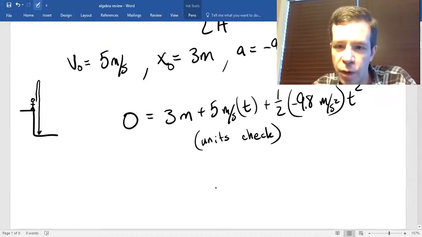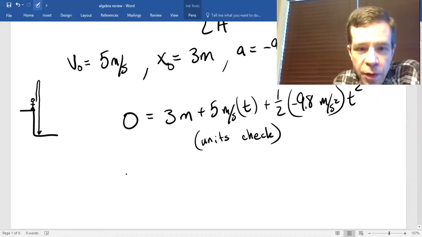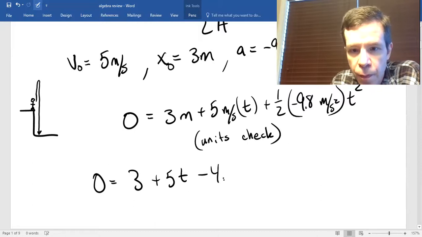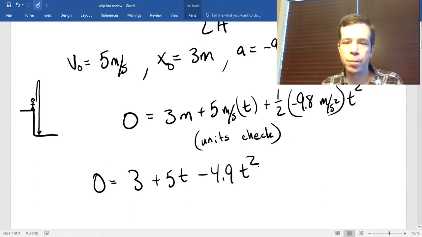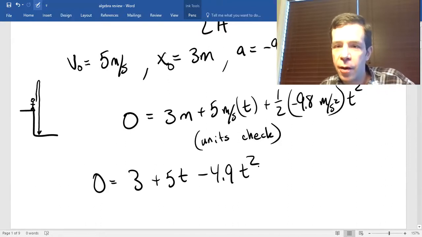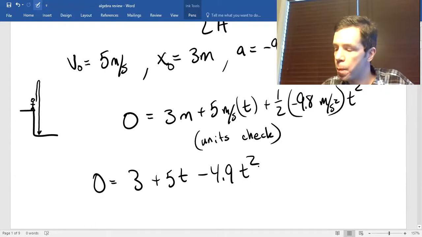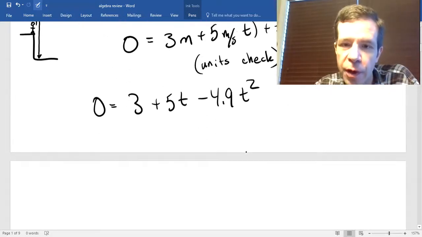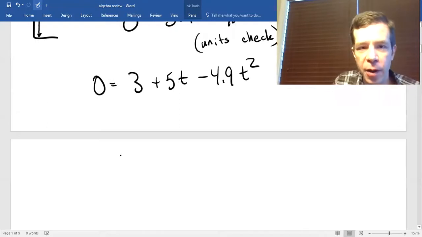But again, we're just looking at math. So let's just write this mathy. We'll get rid of our units. All right. Now that looks like our quadratic equation in standard form, or any quadratic equation in standard form. And now we'll use our quadratic formula.